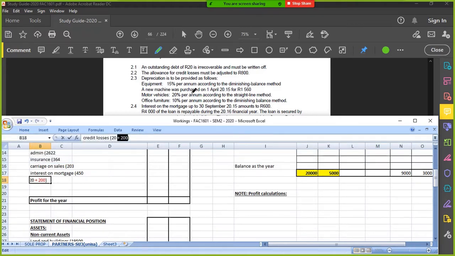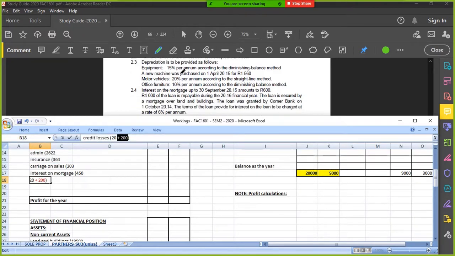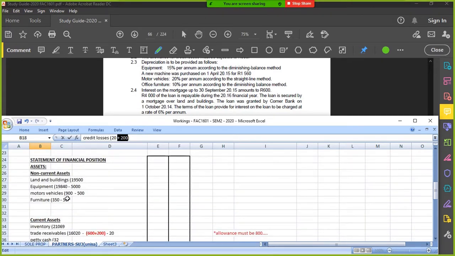Okay, that's tricky. Right, depreciation is to be provided as follows. Let's go to our equipment. Equipment is an asset. There's our equipment. 15% per annum according to the diminishing balance method. All right, so copy that.